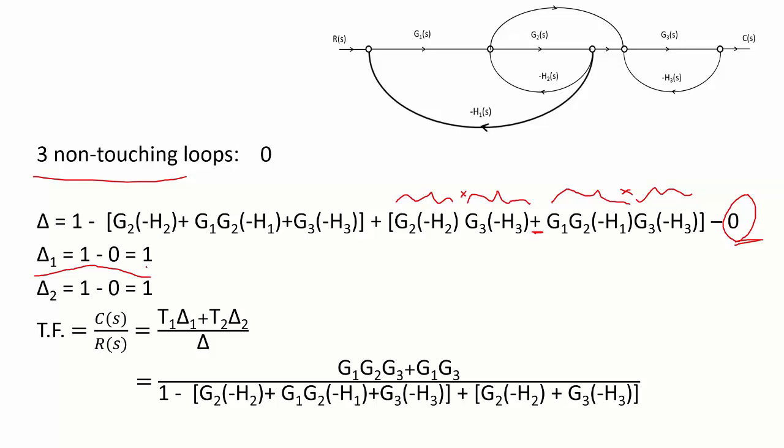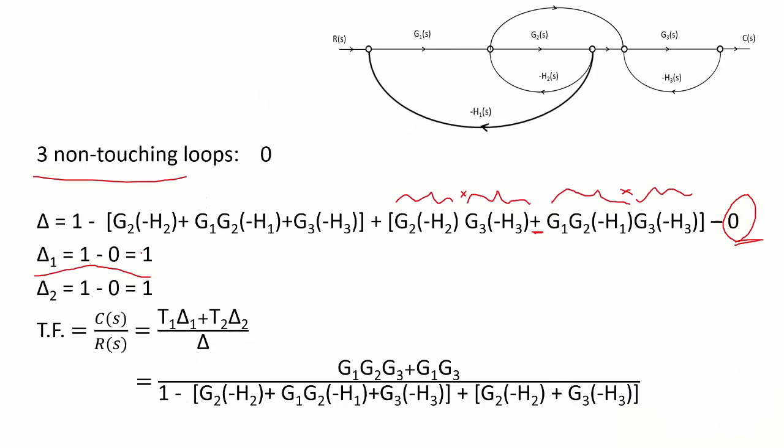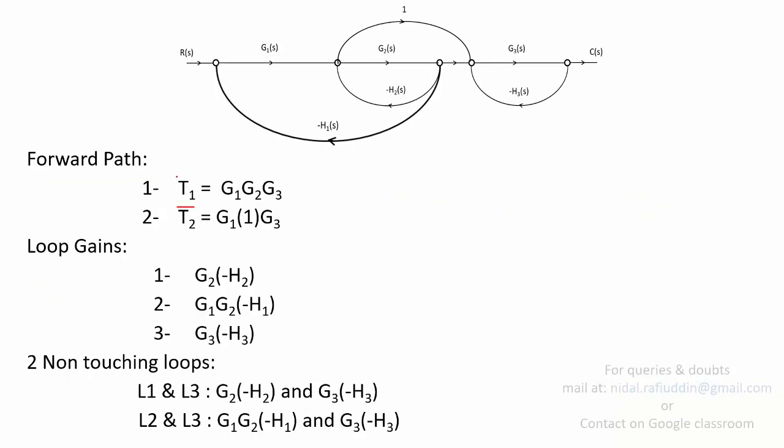For obtaining delta 1, you will first identify what you have called T1. Delta 1 comes from the first forward path, delta 2 comes from the second forward path. So from this you will be obtaining delta 1. What is T1? T1 is the forward path that you start from this point, move along the line in this manner and reach the output. So this is T1.